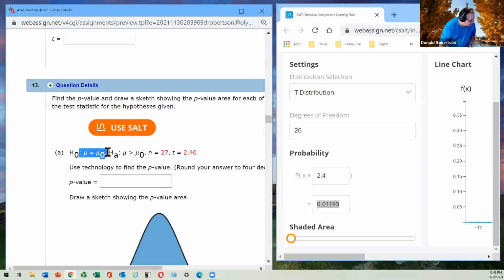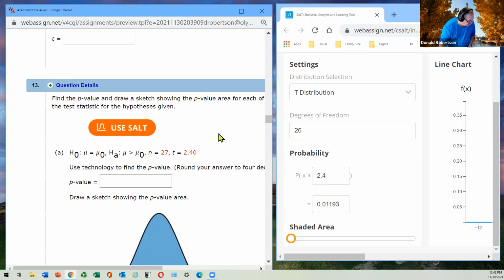The null hypothesis is this one and the alternate is this one. Do you notice that they didn't even tell you what that number is, but that doesn't mean you can't get the p-value. T distribution, 27 in the sample makes that 26. This is 2.4, right? That's the t value. So we want to find the probability that t is greater than 2.4.